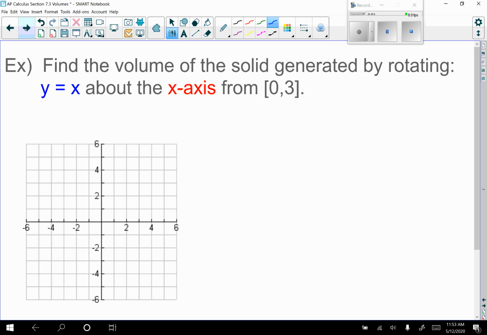All right, so we're going to find the volume of a solid that's generated by rotating the line y equals x about the x-axis from x equals 0 to x equals 3. So first what we want to do, and if you have graph paper, I prefer that you do this on graph paper to be more accurate, is graph the line y equals x, again just from 0 to 3. And we'll draw that in.